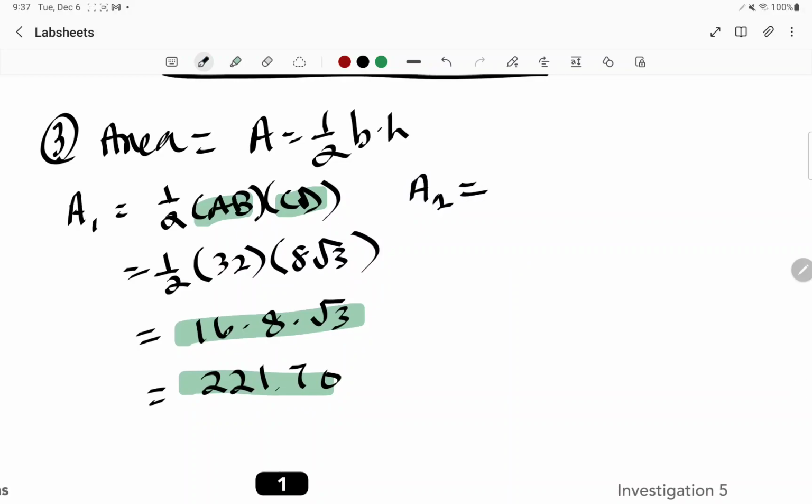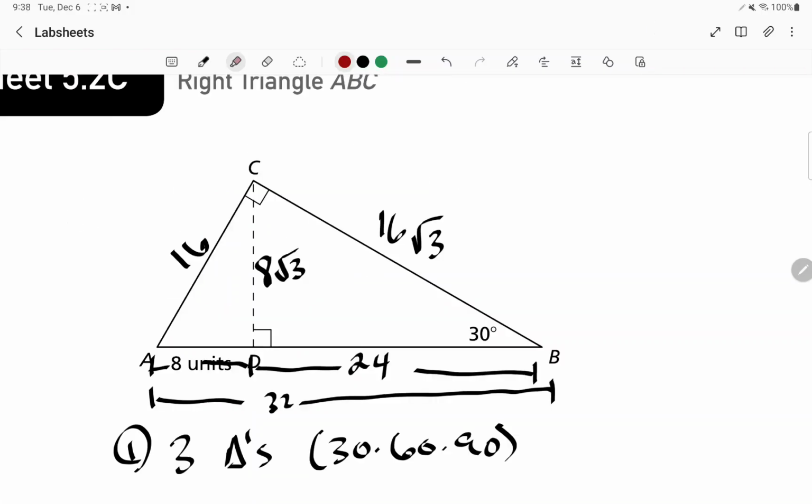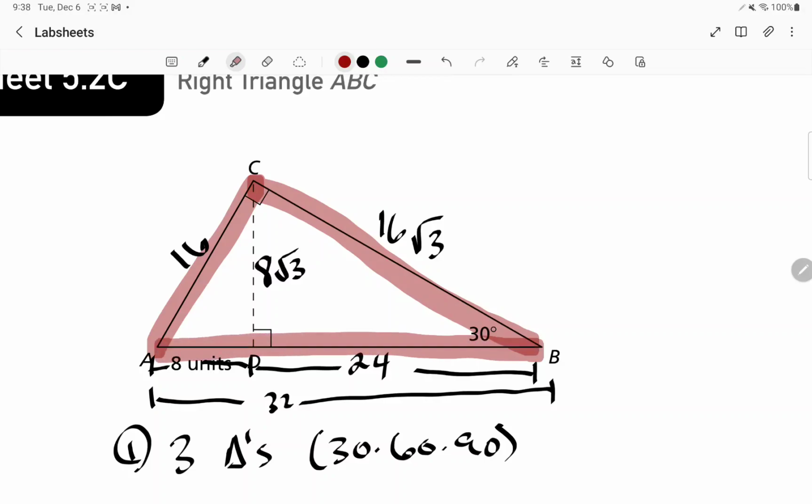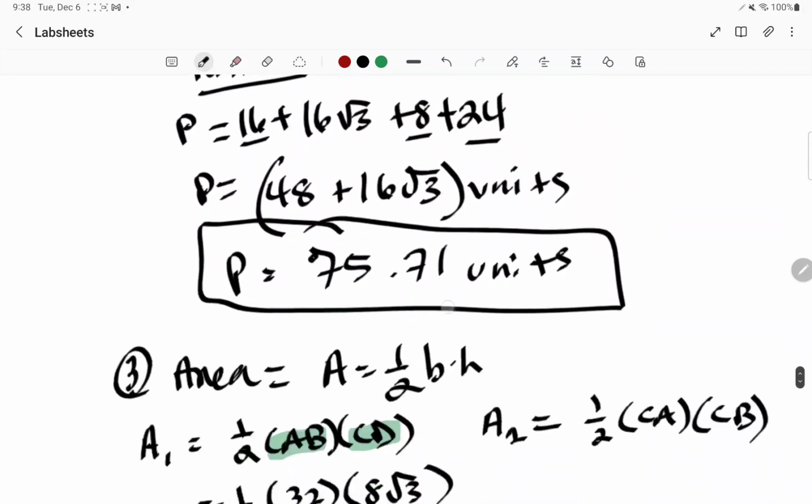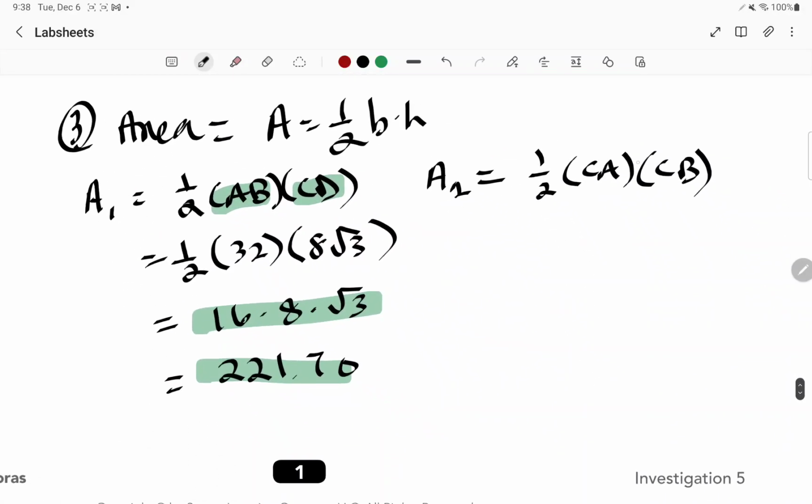So if you did it this way, see if you can find the other way to set up this area, right? So here's the second way to look at this area. So the second way is to look at it like this. So here's your triangle, right here. Here is your base, so that's 16. Here is your height, that's 16 radical 3. So when we set this up, it's going to be the length of AC times the length of CB times 1/2. And so that's where this comes from.